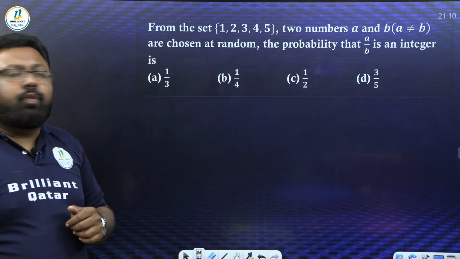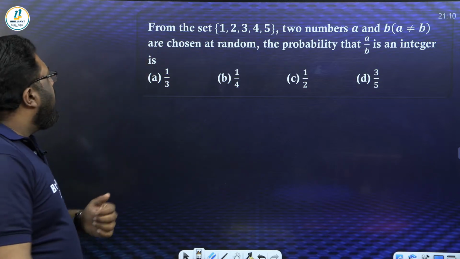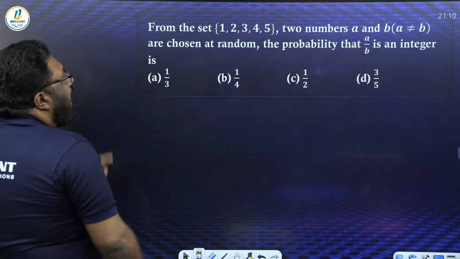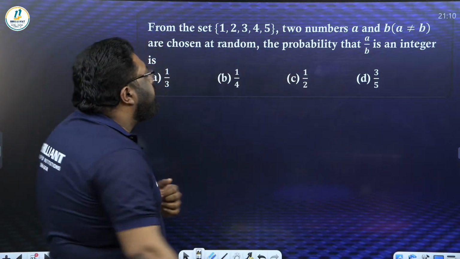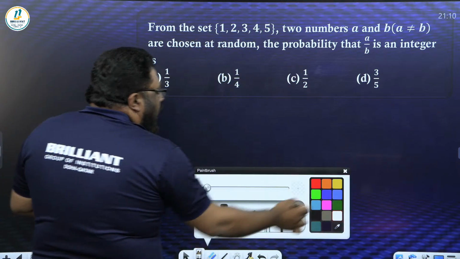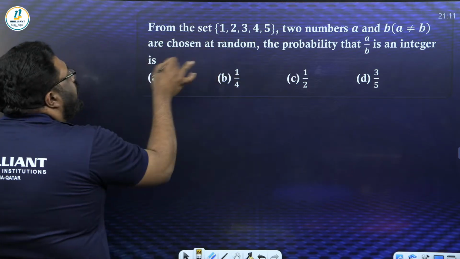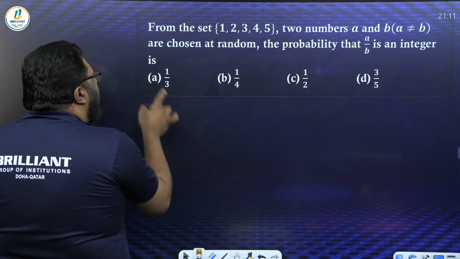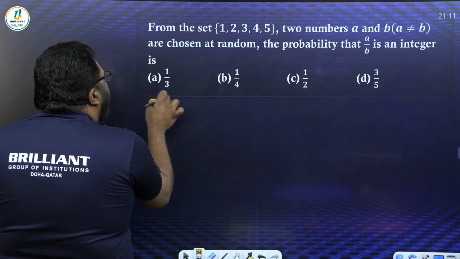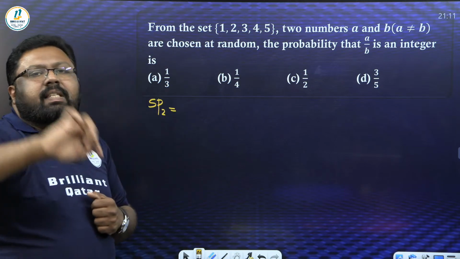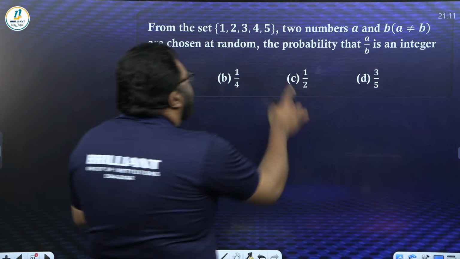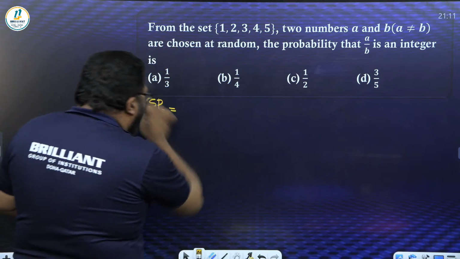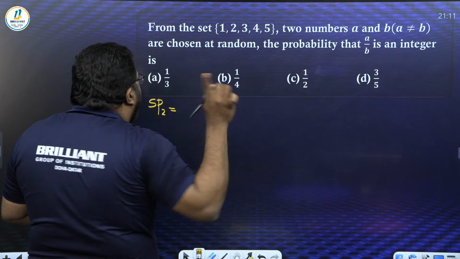From the set 1, 2, 3, 4, 5, two numbers A and B are chosen at random. Find the probability that A by B is an integer. Last question for us, my dears. A by B should be an integer. There are 5 numbers. In how many different ways can I choose 2 numbers from it and arrange them such that A by B? Different ways of arranging is 5P2, my dears, not 5C2. It's not only choosing. I could choose 1, 2 and 2, 1. Both ways I can do it. So order also matters here.